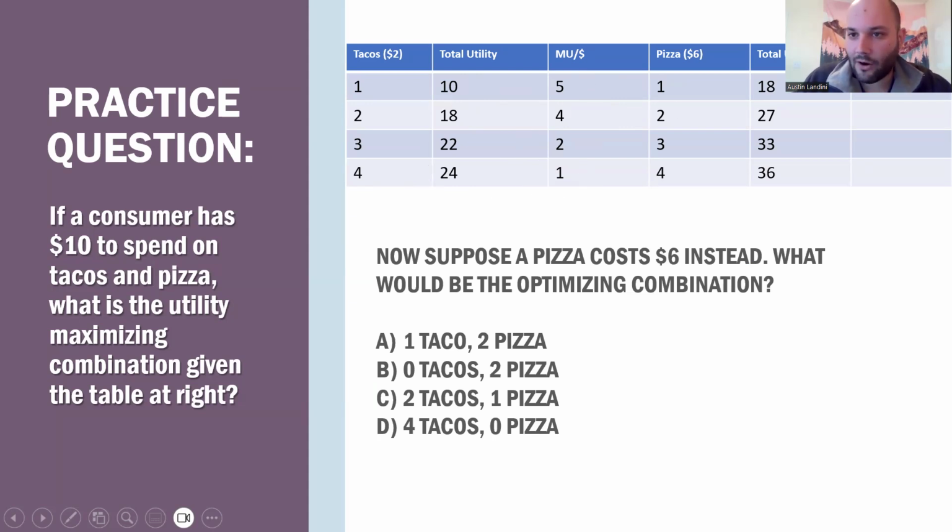But now we need to compare it to pizza. So the marginal utility per dollar of the first slice would be going from 0 to 18 divided by $6. That would give us a marginal utility per dollar of 3. All right, so what are we going to do? We're going to first buy a first taco because the marginal utility of the first taco is higher than 3. The marginal utility of the second taco is also higher than 3.